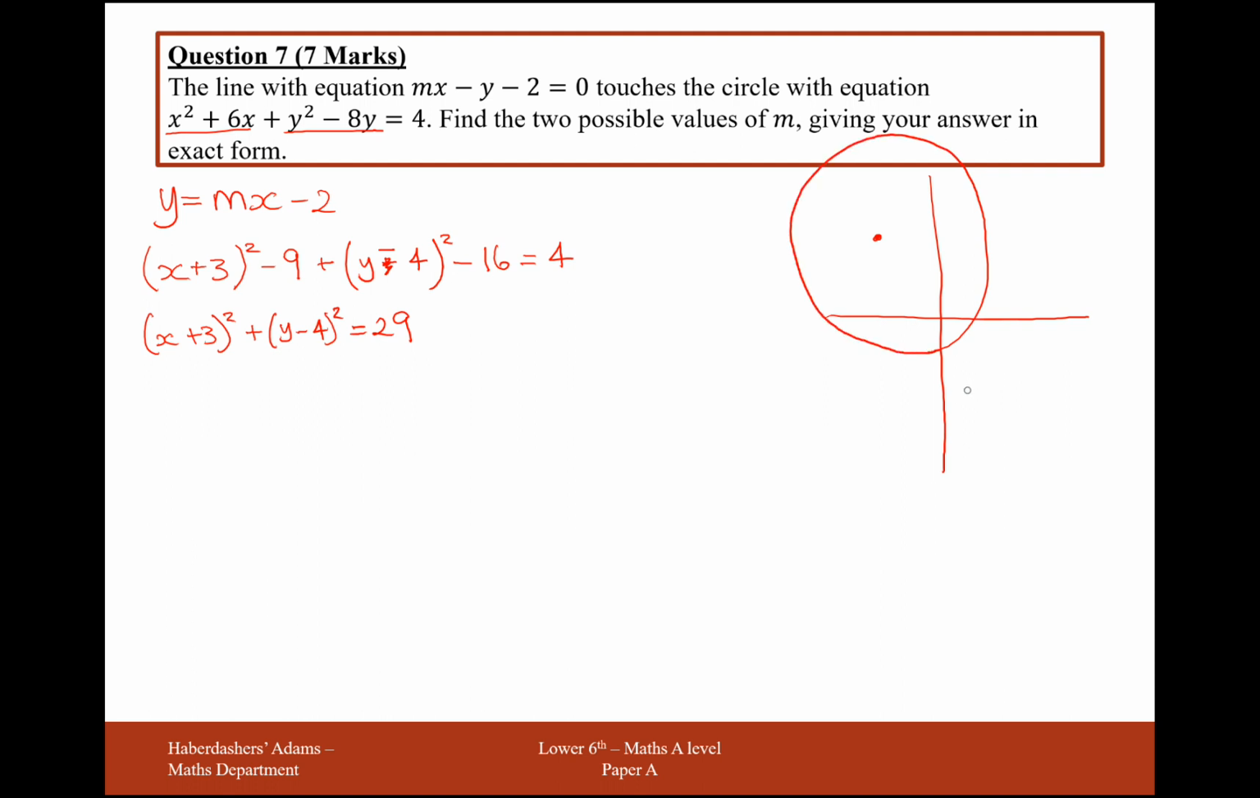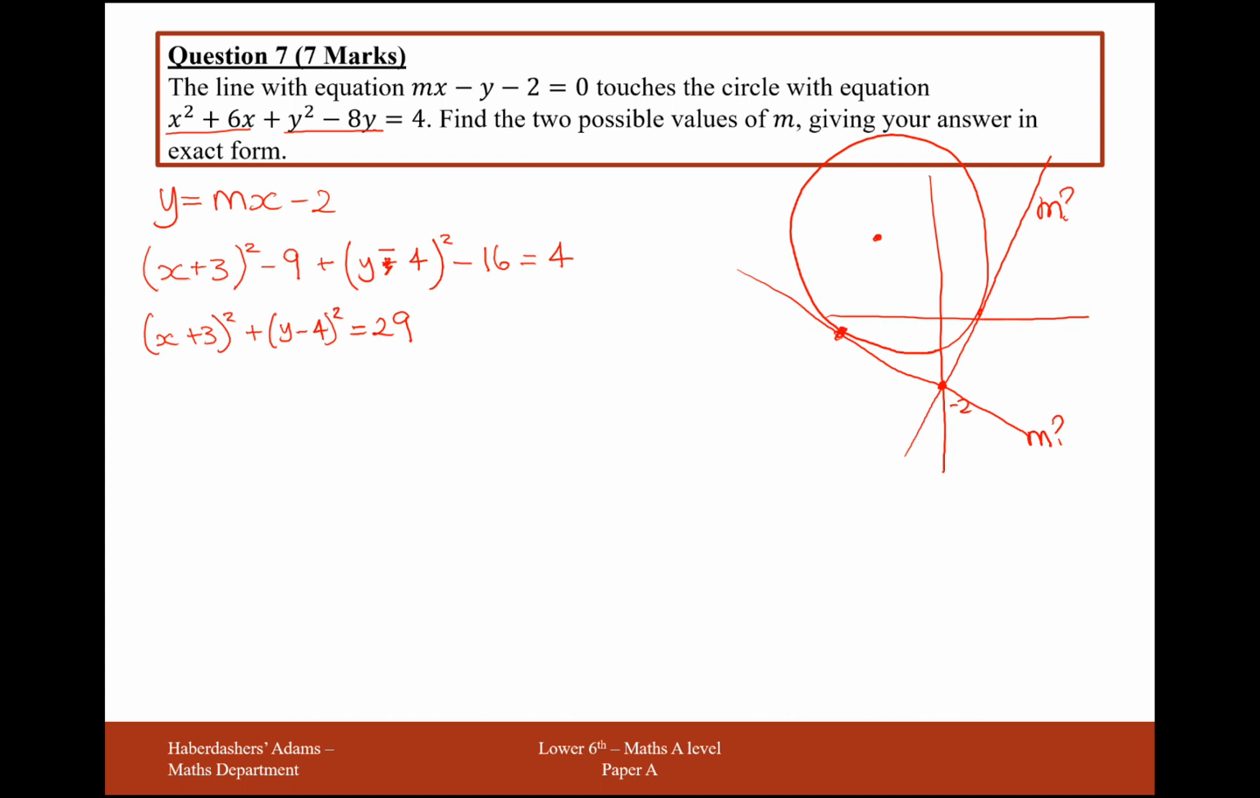And for the other graph, it's going to be a straight line with a y-axis intersection of minus 2. And we're going to have two values where it just touches the circle, one here, and let's try and draw the other one in there. Okay, so what we want to do is to effectively find out what the gradients are of these lines that just about touch the circle.